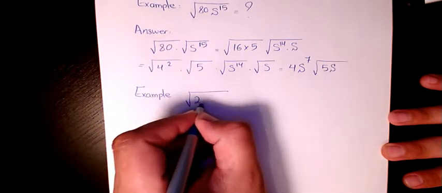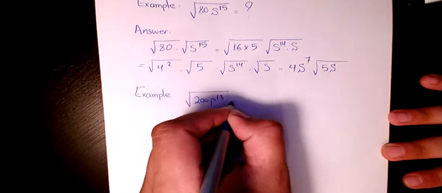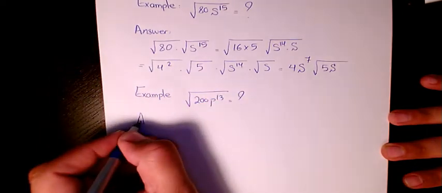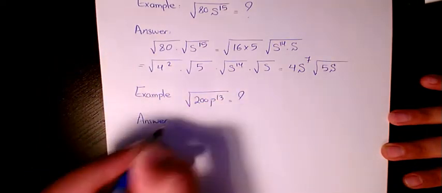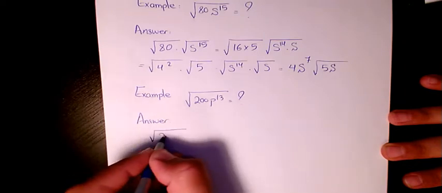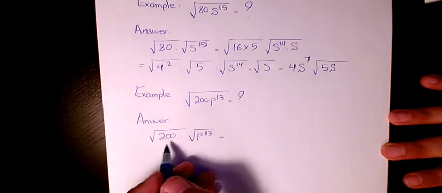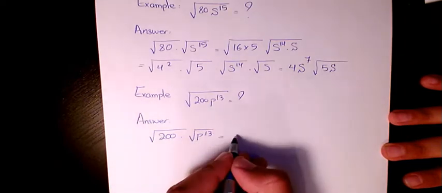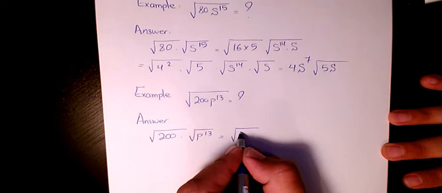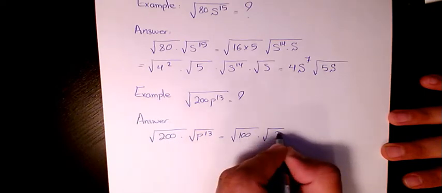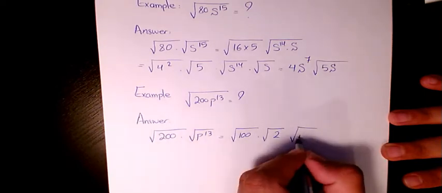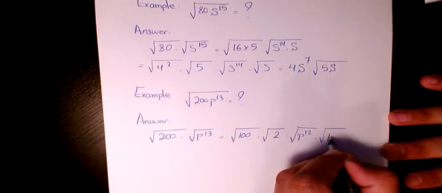Square root of 200 p to the power of 13. Answer. We just separate them. The square root of 200 times the square root of p to the power of 13. 200 is going to be 100 times 2, p to the power of 12 square root of p.